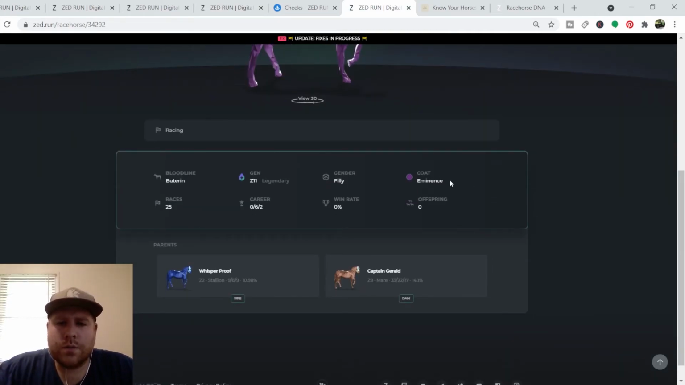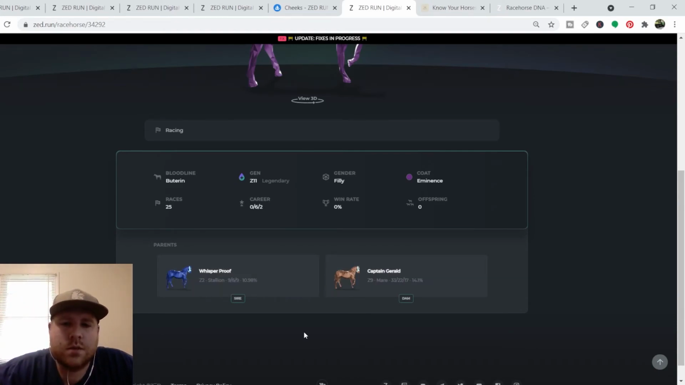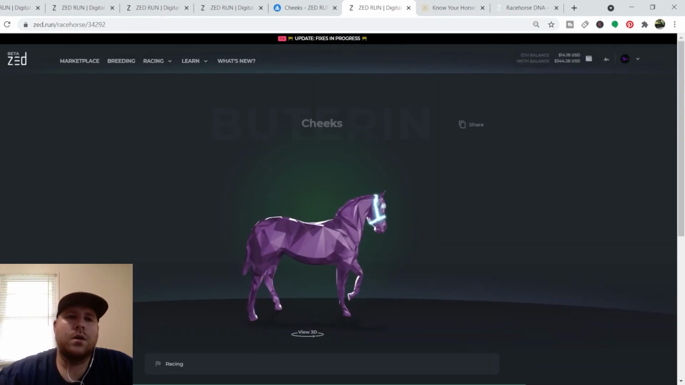So you have your coat color. Once again, offspring 0, so she's still a filly. You have how many races she's entered, your career stats, and your win rate. So she has yet to win a race. She loves coming in second place, though. It's quite hilarious and obnoxious at the same time. And then you have quick stats on the parents and on the offspring. So you can see, her parents were both 10+% winners over several races. So that's why she got picked.